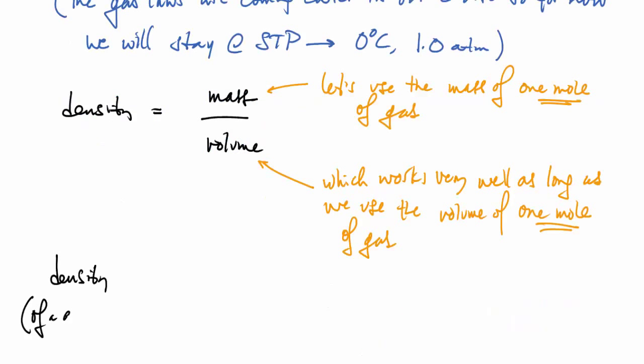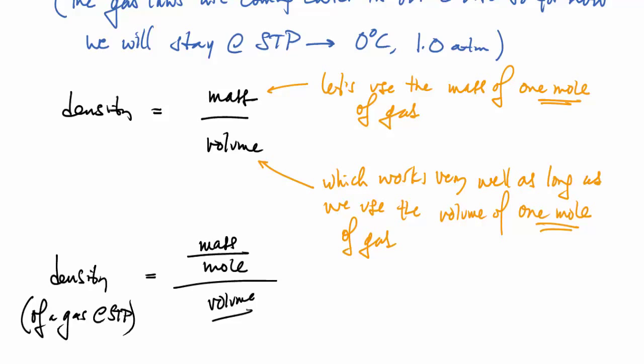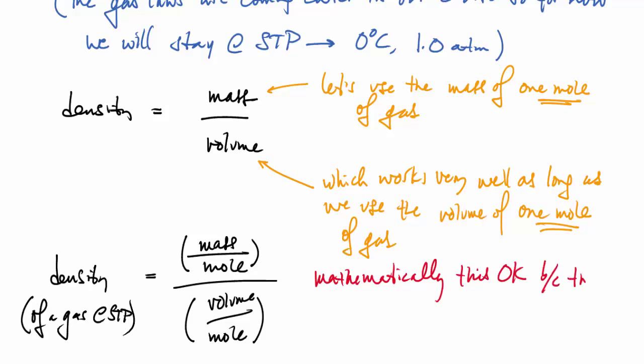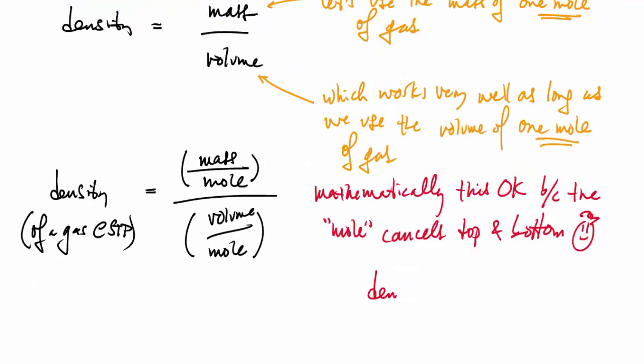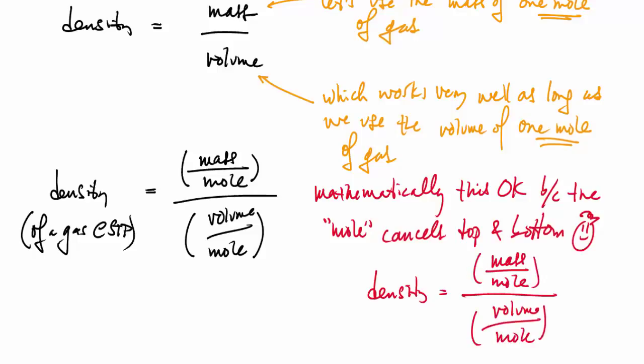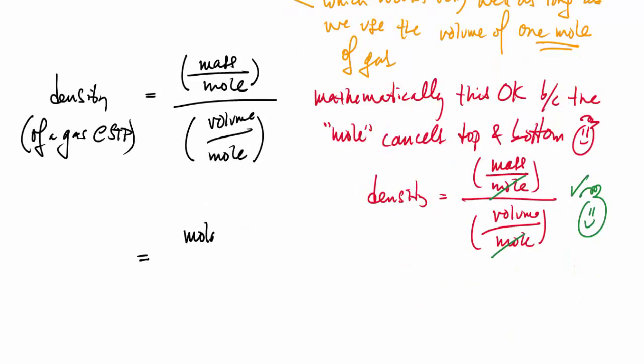Okay, so here we have the density, and it's going to be of a gas at STP. And we'll just divide the top and bottom of this expression both by mole. So mass per mole and volume per mole. And mathematically, this is okay because the mole cancels on the top and the bottom. You know how algebra works. If we multiply top and bottom by the same amount or divide by the same amount, it's all good. So we have density as mass per mole divided by volume per mole, and then the moles cancel out and we're left with mass per volume, and that's exactly what we were expecting.